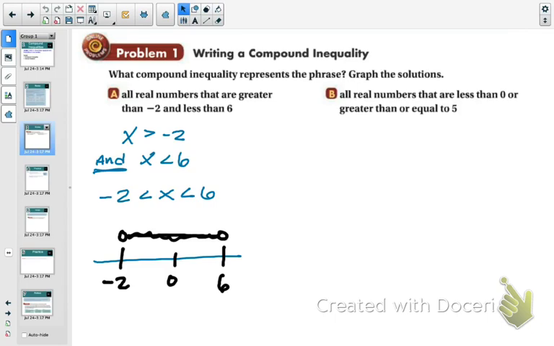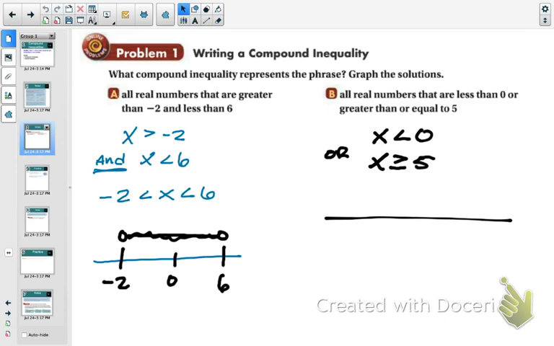Okay, this one says all real numbers that are less than 0, so x is less than 0, or greater than or equal to 5. So x is less than 0, or x is greater than or equal to 5. So we can't combine those because it's not an and problem, but we can graph it. So I'm going to do one at 0, one at 5. That's more on there just for kicks and giggles.